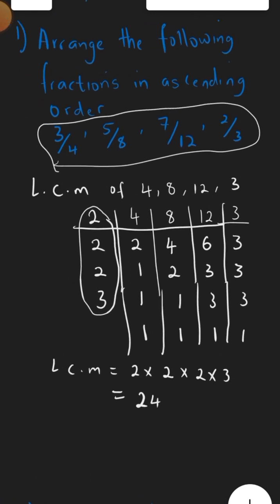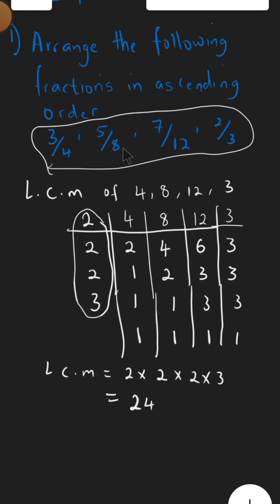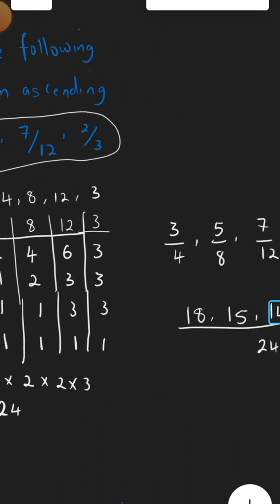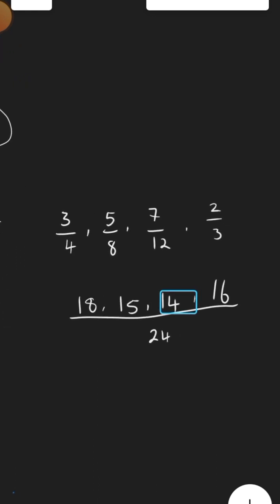Now remember, we were told to arrange the following fractions in ascending order. Ascending means from smallest to the biggest. From here we can see that the smallest number is clearly 14. What is the fraction of 14? 7 over 12. So I'm going to write 7 over 12 as my first fraction, which is the smallest.